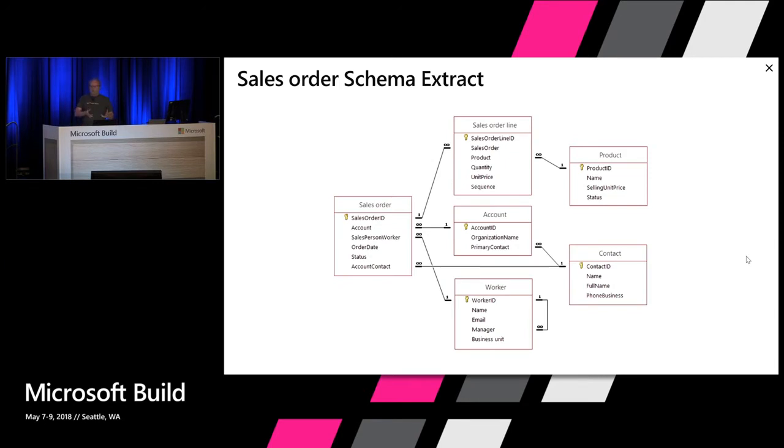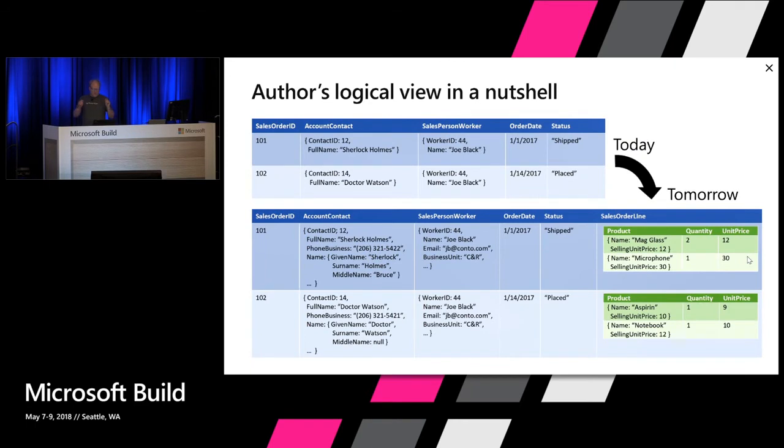So here's an example of a schema extract from CDS showing sales order lines, just a small subset of what you normally have. The author's logical view of that today is, if you just look at the orders table, it's flat. You don't have much information about the lookups. But where we're moving to is a world in which it's automatically expanded for you. It expands out the lookups to the full information that's available on the foreign entity, and it expands out the many-to-ones and pulls in that filtered table of information like order lines.